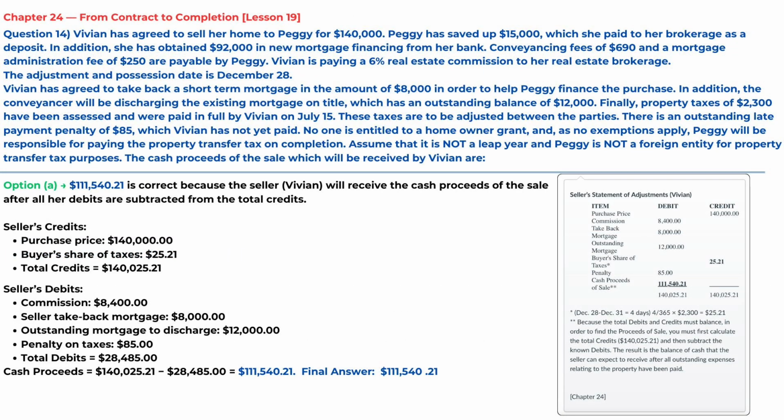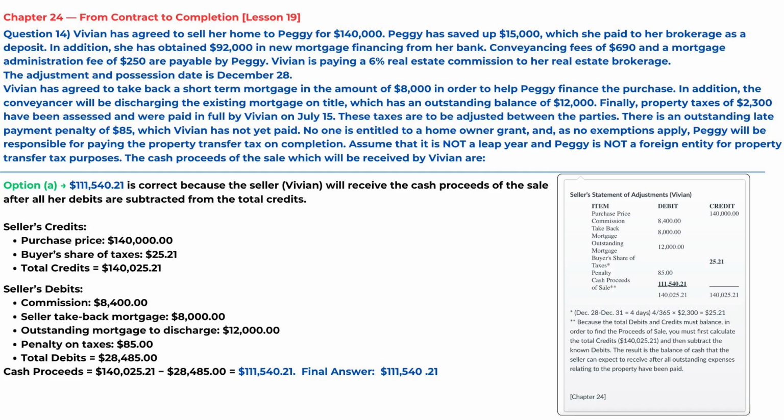Question 14. Vivian has agreed to sell her home to Peggy for $140,000. Peggy has saved up $15,000, which she paid to her brokerage as a deposit. In addition, she has obtained $92,000 in new mortgage financing from her bank. Conveyancing fees of $690 and a mortgage administration fee of $250 are payable by Peggy. Vivian is paying a 6% real estate commission to her real estate brokerage. The adjustment and possession date is December 28th.